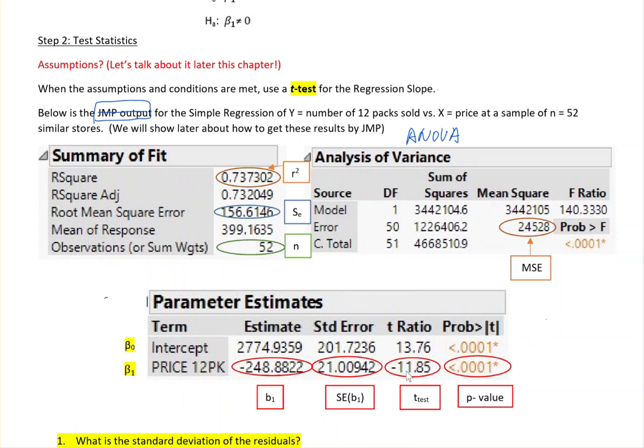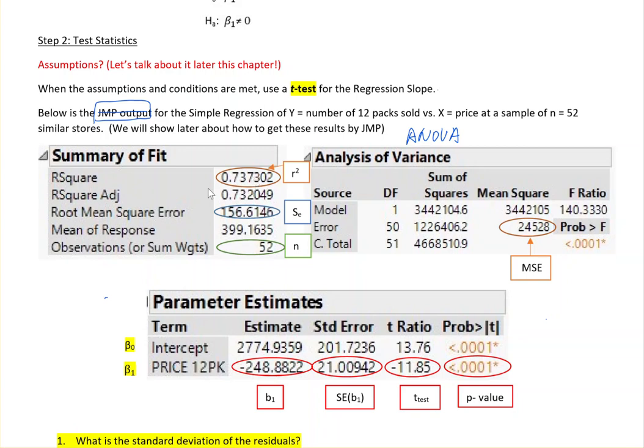Alright, so first, the summary of fit table. The first thing it tells you is the R square. Remember what R square is? The proportion of observed variation in y that is accounted for by the x, or by the modeling of x. So this is just R square. It tells you that 73.7% of the variation in y is explained by the x.